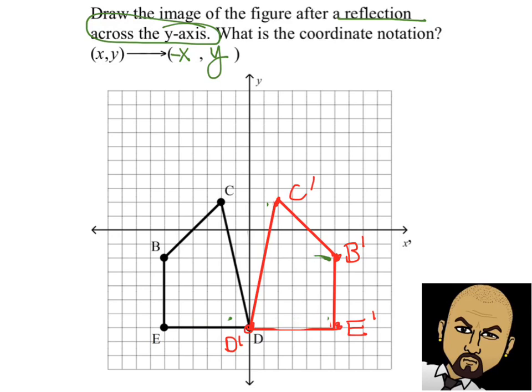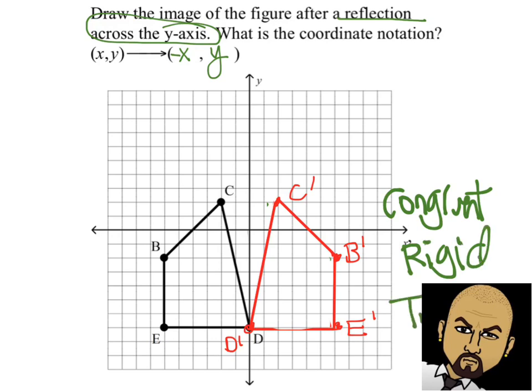And so this shape, which is a reflection across the y-axis, ends up being a rigid transformation, and the two shapes are congruent. In other words, the shape does not change in size.